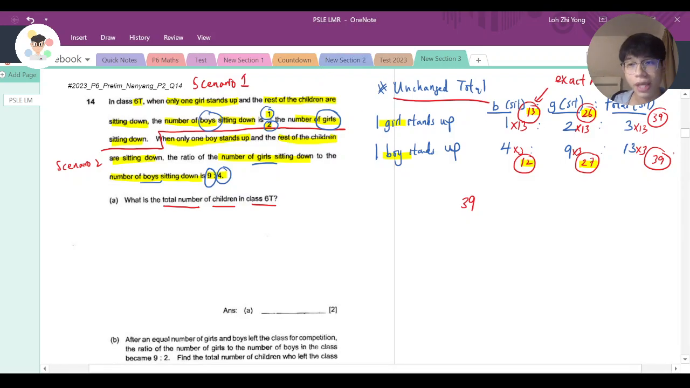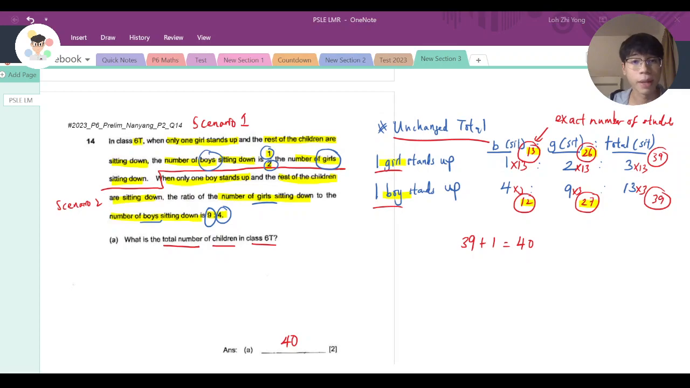Don't forget, for example, in the first scenario, 39, right? I have one girl standing up. So plus 1. So the answer is what? 40. The same thing if you go for the second scenario, 39, still one boy standing up. So 39 plus 1, 40. Okay. Simple, nice. This is the unchanged total.